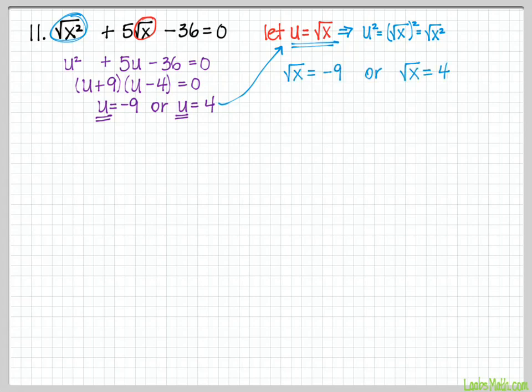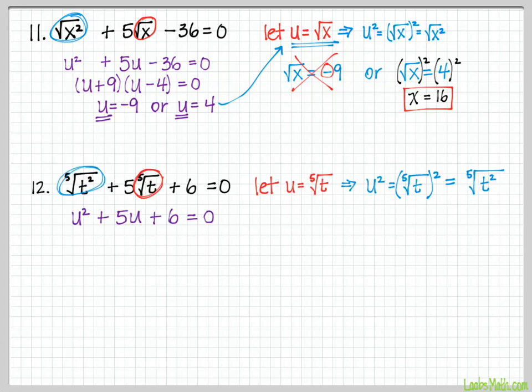Square root of x equals negative 9, or square root of x equals 4. Once again, the square root cannot equal a negative number. Remember this is not complex. Complex would be the square root of negative 1 equals i. This is saying the square root of something equals a negative number, and that's not a complex issue. It doesn't exist. So now we have the square root of x squared equals 4 squared, and we get x equals 16.